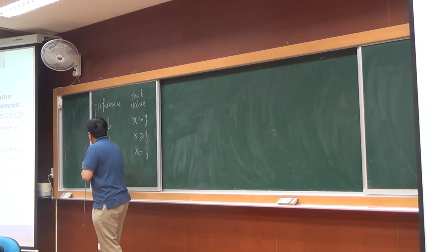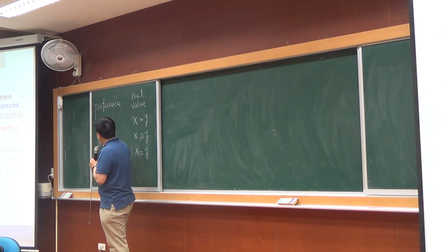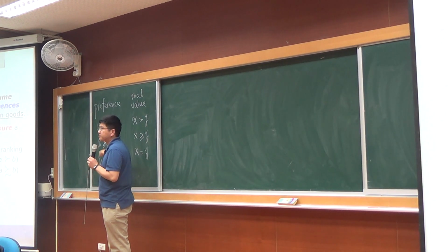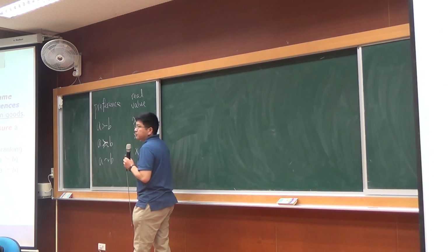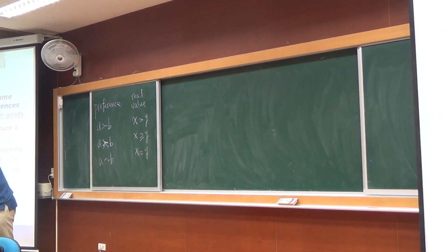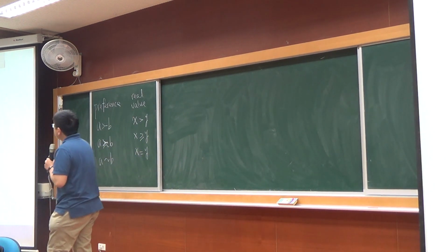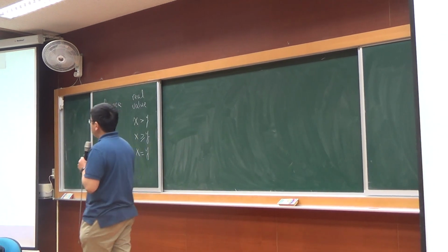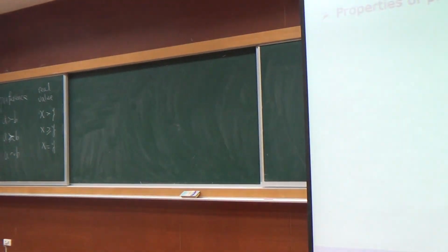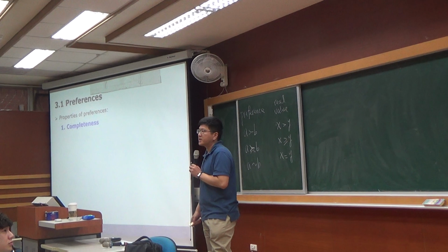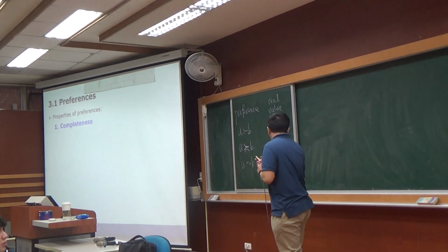So we are talking about these three types of relations over goods. A and B are goods, we are consuming them, and X and Y are real values, okay? And this week, at first I'd like to introduce some properties of preferences. The first one is completeness.